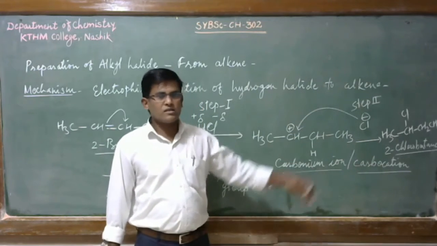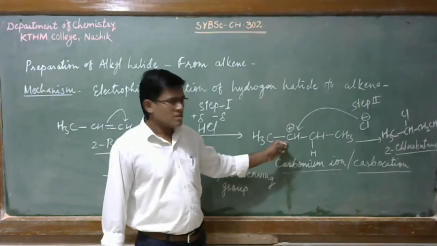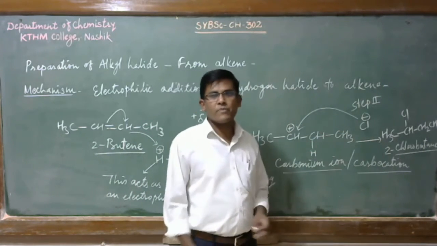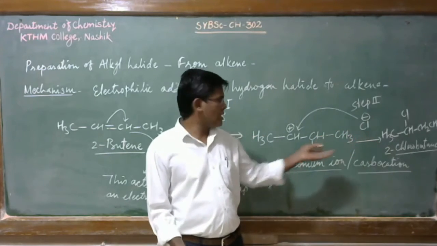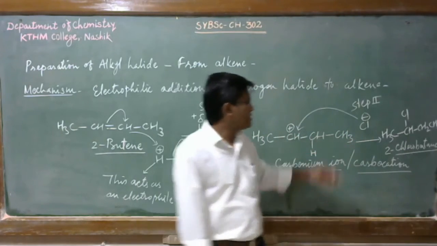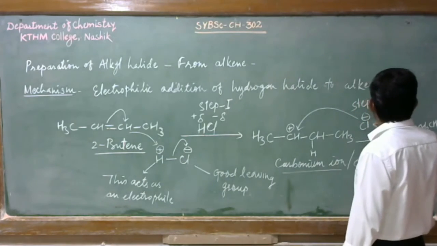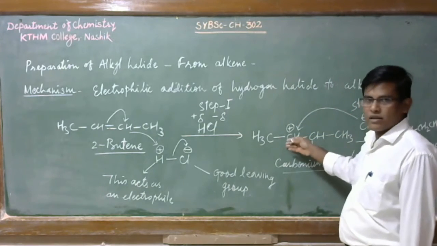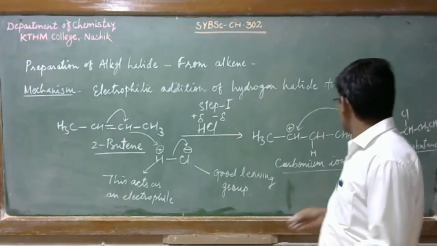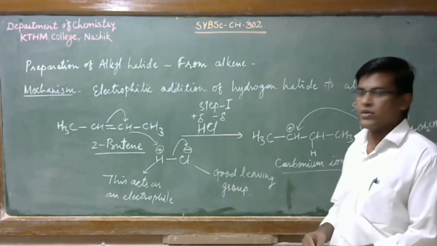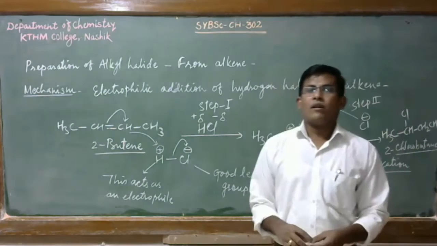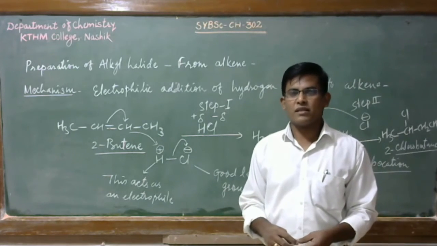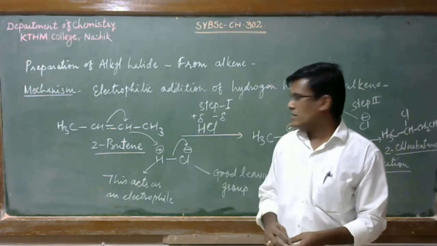In the second step, this carbocation is the electrophile, so it will attract the chloride ion. This chloride is the nucleophile, so it can add to this carbocation to generate 2-chloro-butane. So in this way, all the hydrogen halides can participate in this electrophilic addition reaction in the same manner.